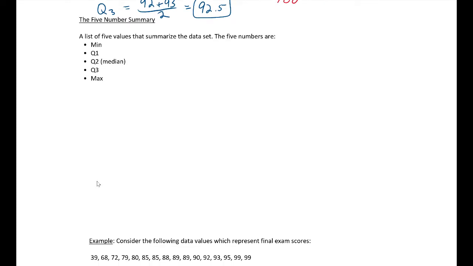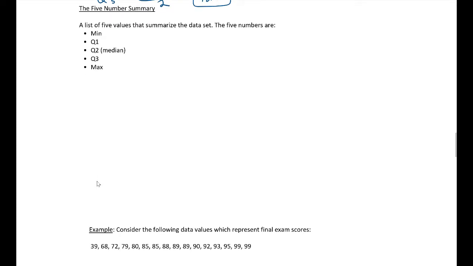So when you have a data set, sometimes you just want a quick little synopsis of your data set. Well, one way you could do that is via something called the 5-number summary. So your 5-number summary just simply lists 5 values that summarize your data set. These 5 numbers are the minimum and your quartiles, your Q1, your Q2, and your Q3. Remember Q2, same thing as the median. And then also your maximum. So those are going to be your 5-number summary.